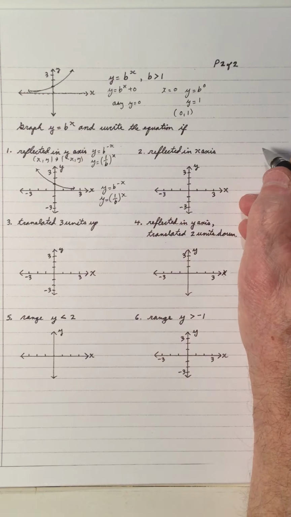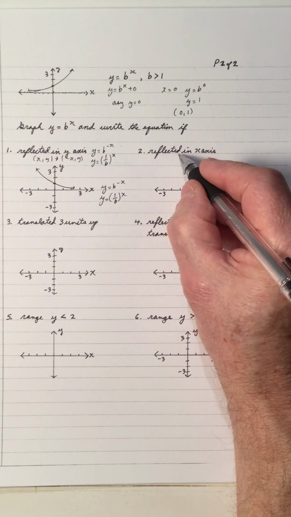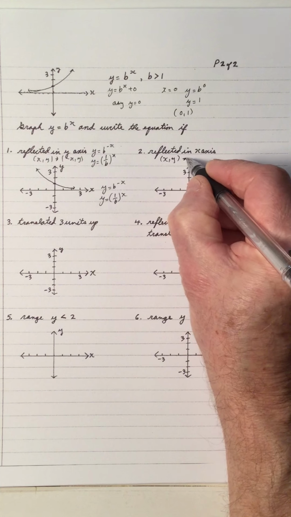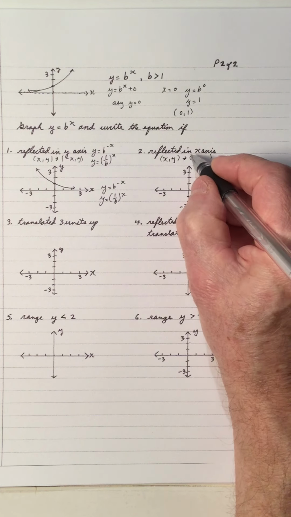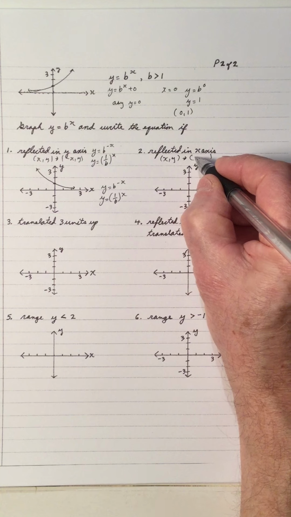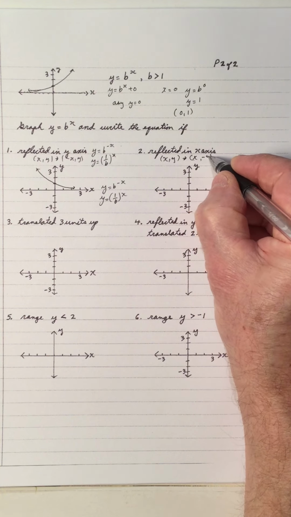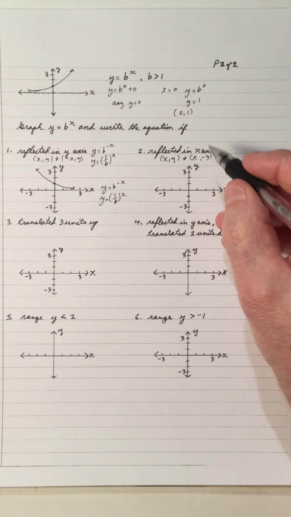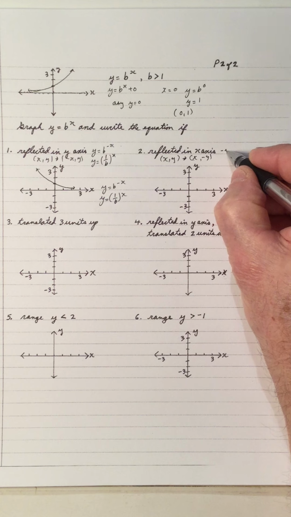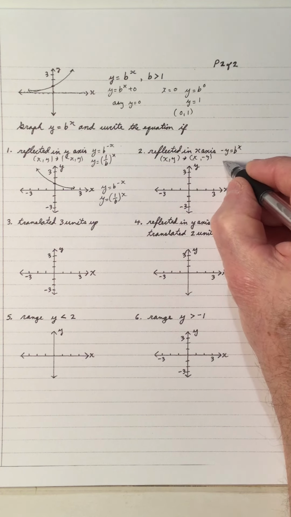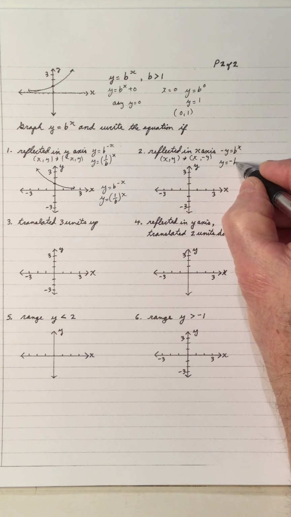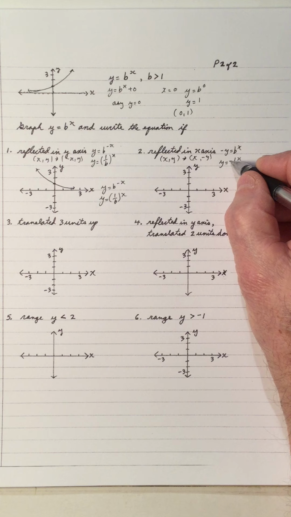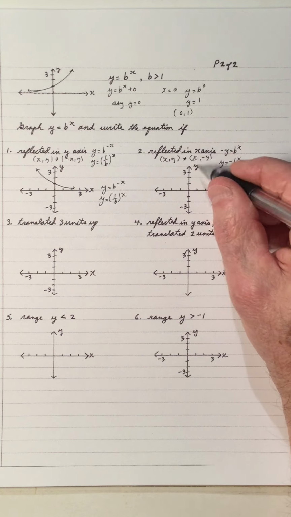And what about if we reflect in the x-axis? So when you reflect in the x-axis, doing the mapping rule on the reflection, we change the y to a negative y. So reflecting in the x-axis, this graph is reflecting down here. That means we have negative y equals b to the x. So y equals the negative of b to the x. Because we have a negative here, that's doing a reflection in the x-axis.